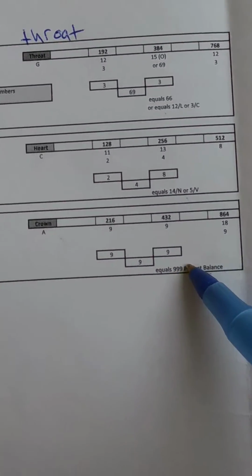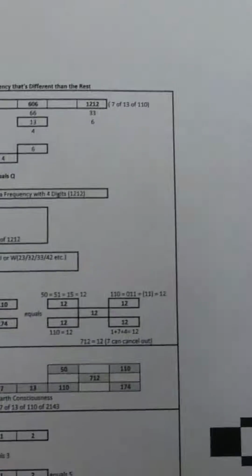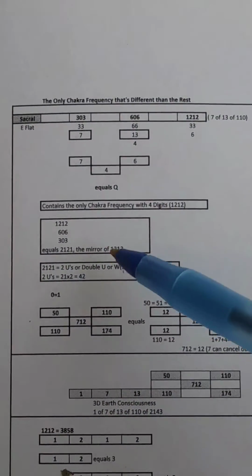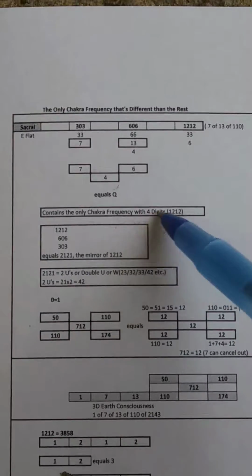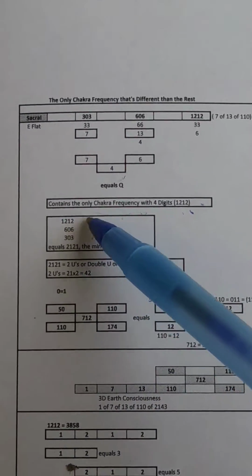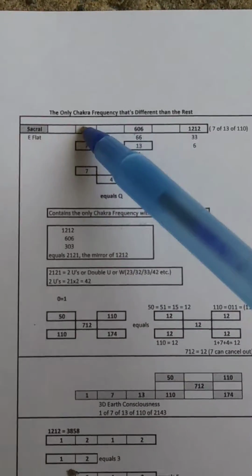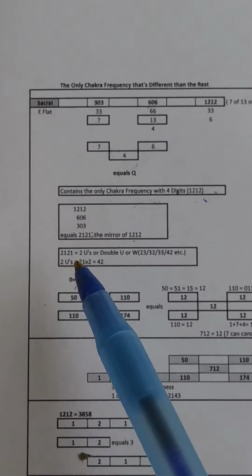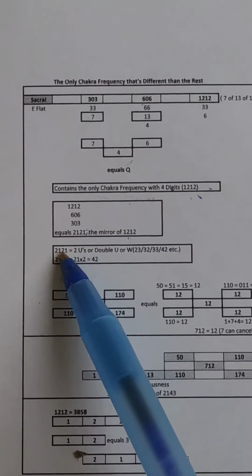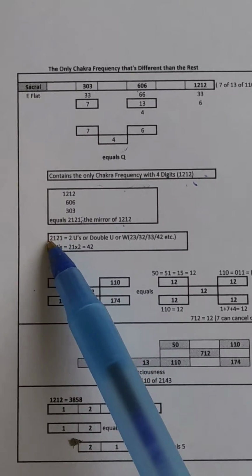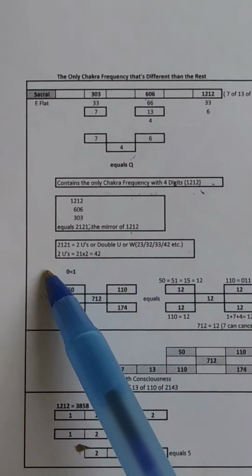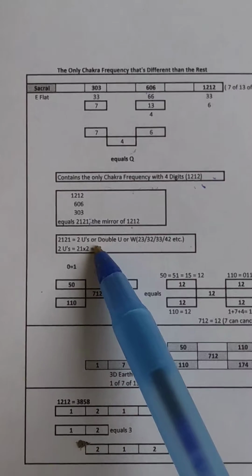3 9s. So the only different one is the sacrum, the sacral, the sacred. It's the only one. It contains the only chakra frequency with 4 digits, 12-12. When you take 12-12 plus 606 plus 303, you get 21-21, which is the mirror of 12-12. And 21-21 is, you know, 21. U is the 21st letter of the alphabet, so 21-21 is 2 U's, or double U, or a W, and the W goes fractal, or 2 U's, which 21 times 2 is 42.